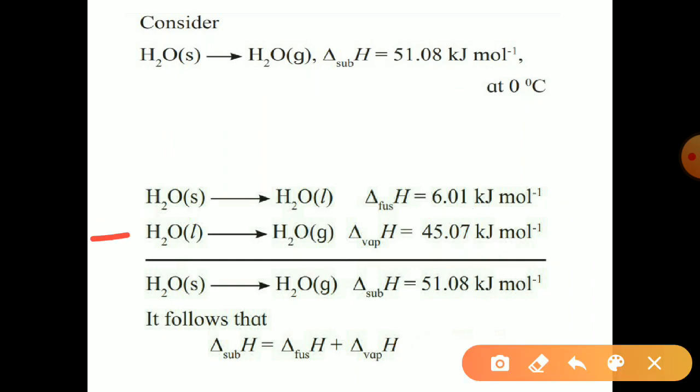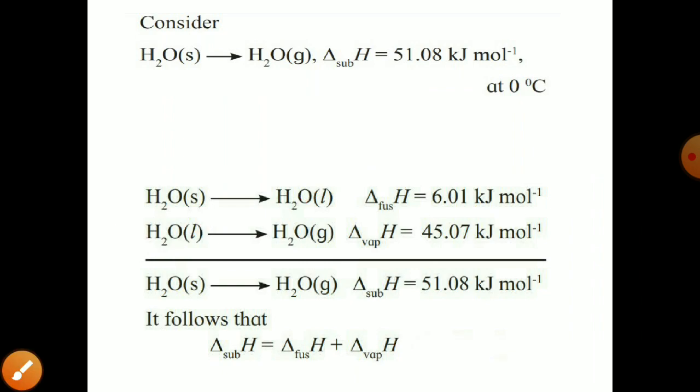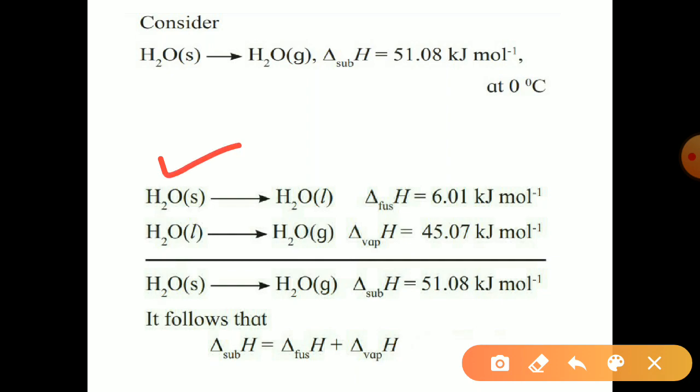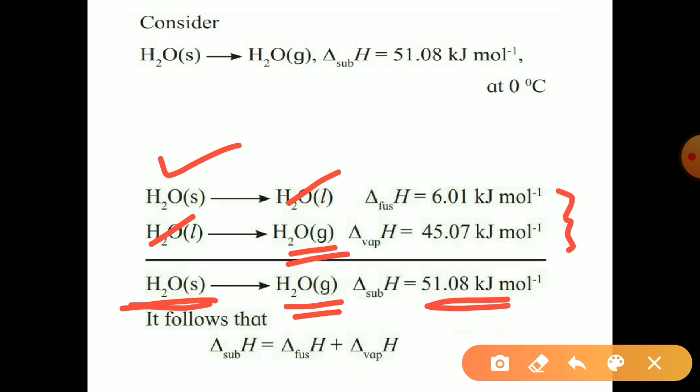Now adding both the reactions, H2O liquid is there on the right side and H2O liquid on the left side. So same species on the opposite sides get cancelled while adding, and water remained. On the left hand side is H2O in the solid state, and on the right hand side is H2O in the gaseous state. Now add these two values of the enthalpies, we will get 51.08 kilojoule per mole.